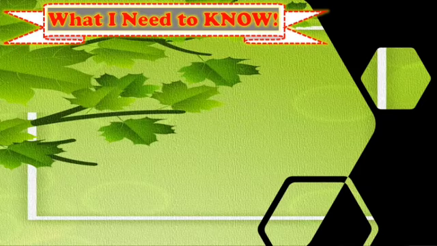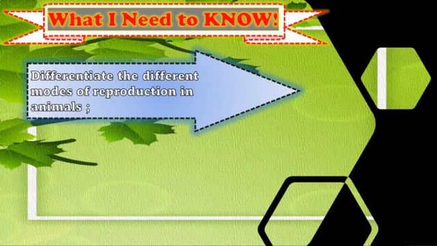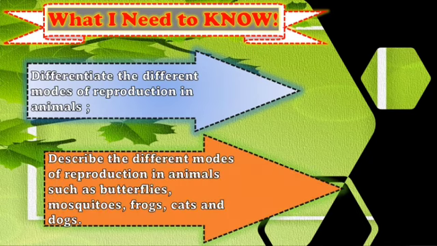Specifically, you will be able to differentiate the different modes of reproduction in animals and describe the different modes of reproduction in animals such as butterflies, mosquitoes, frogs, cats, and dogs. But before we formally start our discussion today, let's play a short game entitled Guess Me.